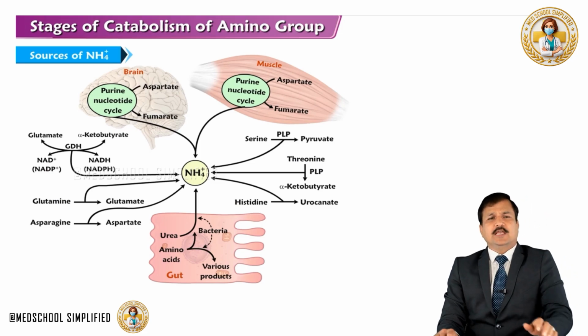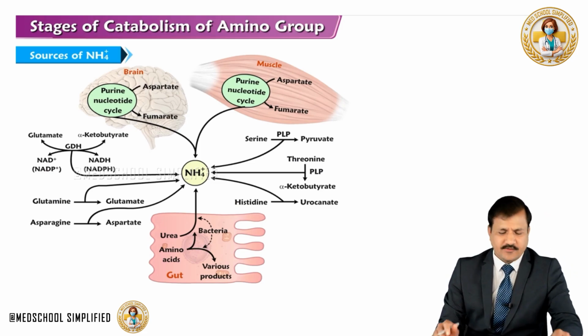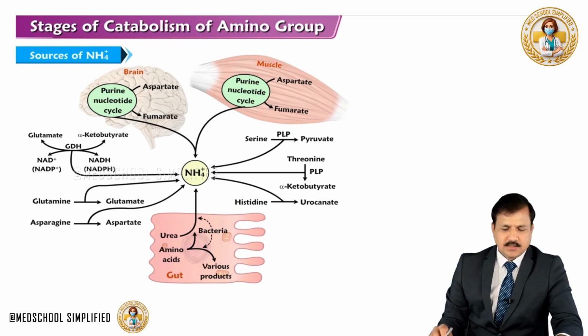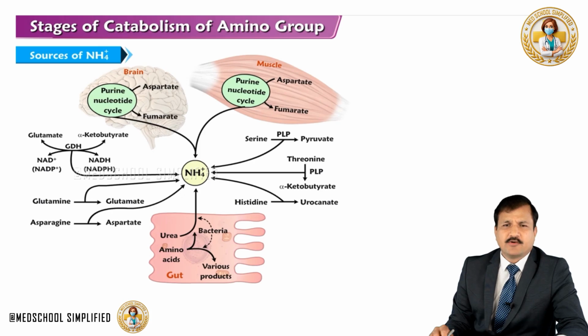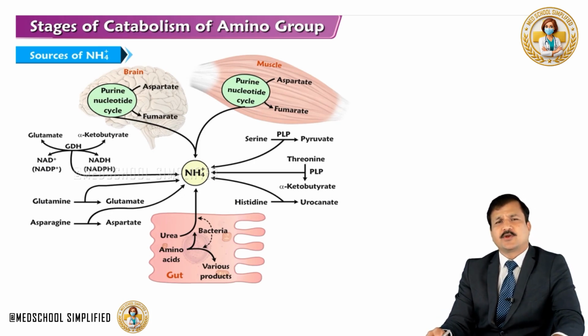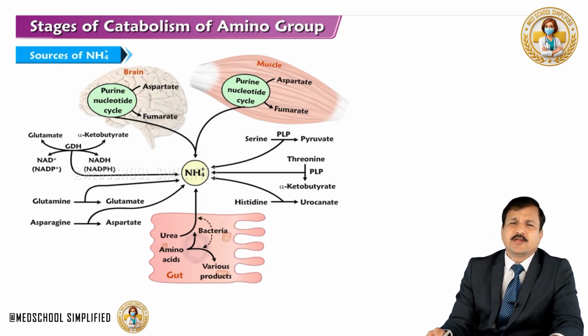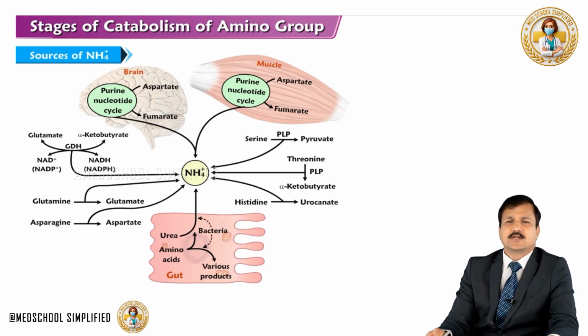Now let's move on to see what are the other sources of ammonium ion in our body. Sources of ammonium ion are given in this particular figure. Carefully go over the contents. Some of them are really important. One is the purine nucleotide cycle. Whenever purine nucleotides are undergoing degradation, part of that degradation pathway will give ammonium ion. Pyrimidine nucleotide degradation also releases ammonium ion.